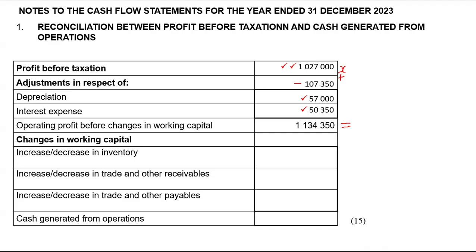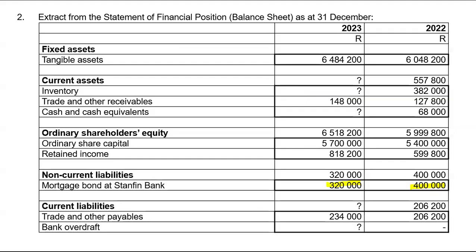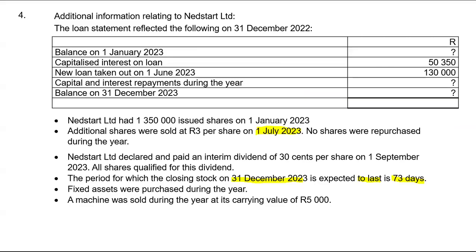With my inventory, if I remember very well, guys, I was only given inventory for the previous year. I wasn't given inventory for the current year. It was 382,000 in the previous year, and this year it is a question mark. The only thing that is close to the calculation of my inventory and can get me its value is this one here, which is the stock holding period.